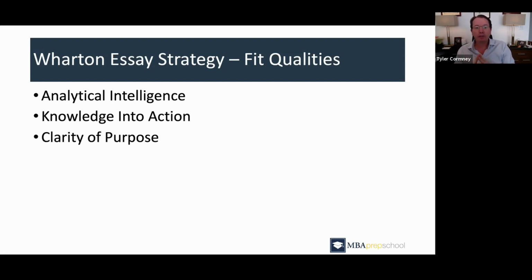And then clarity of purpose, I think this aligns with the essay question itself. Do you know where you're going? Are you going to hit the ground running at Wharton? Wharton's a great school, tons of great resources. You could be sort of overwhelmed and not know what direction to take if you haven't done some thinking ahead of time about where you're going, which I think is a great segue into the question itself.